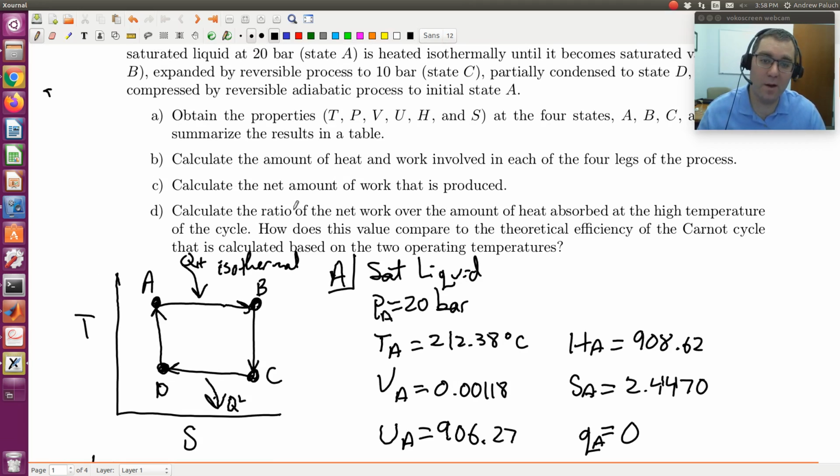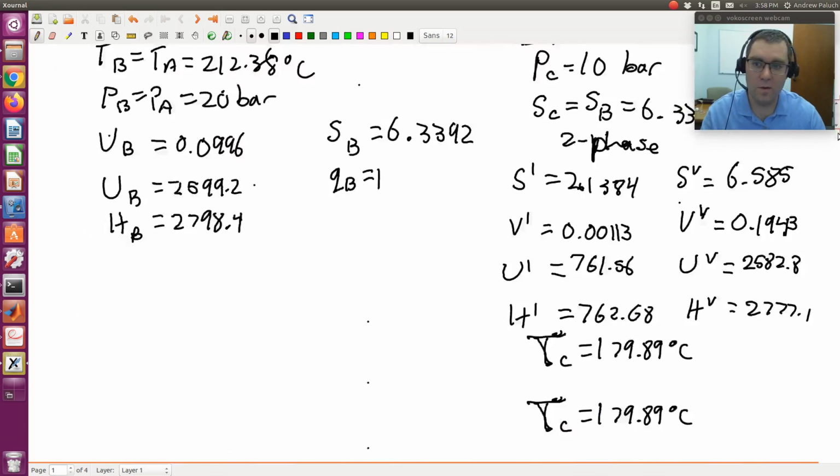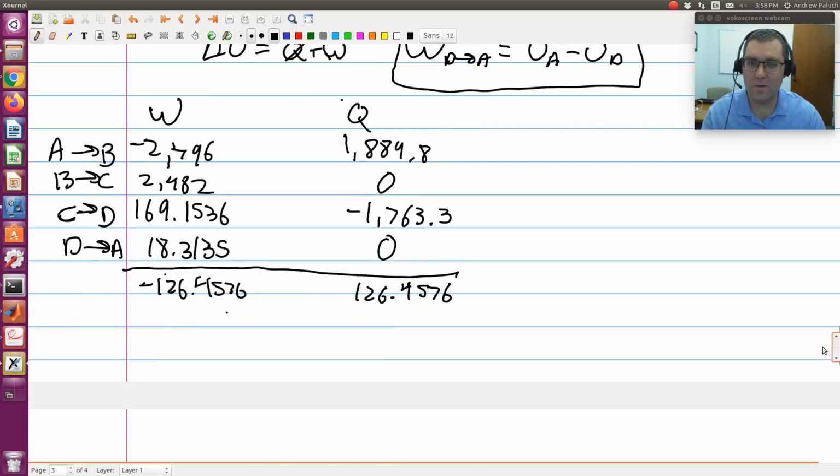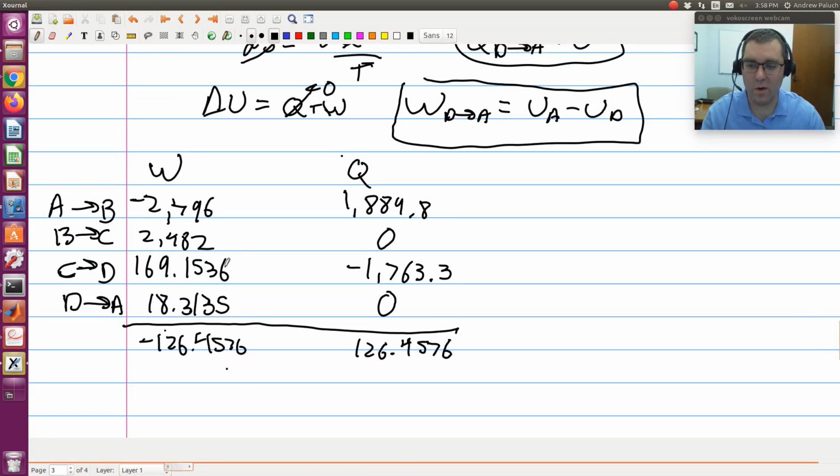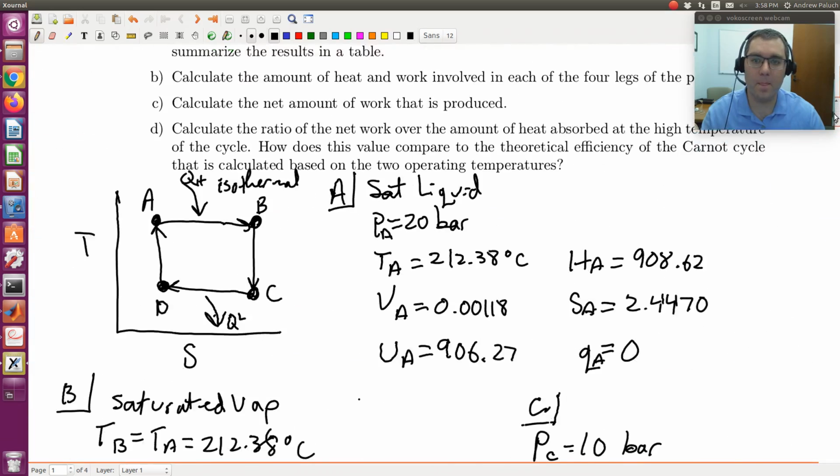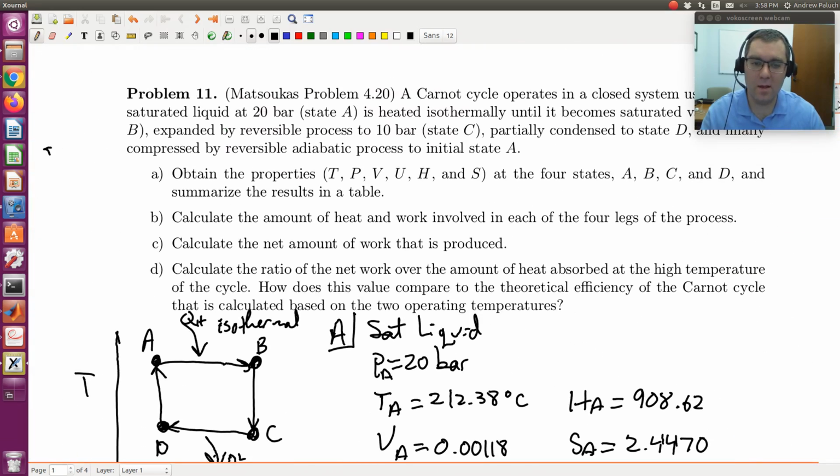C, what's the net amount of work that's produced? Oh, that's just summing up our work column. So we already did C, right? So we just summed up this. This is the net work, and so it's negative. So it's net work that our system is doing on the surroundings. And then D, calculate the ratio of the net work over the amount of heat absorbed at the high temperature of the cycle. How does this value compare to the theoretical efficiency of the Carnot cycle that is calculated based on the two operating temperatures?